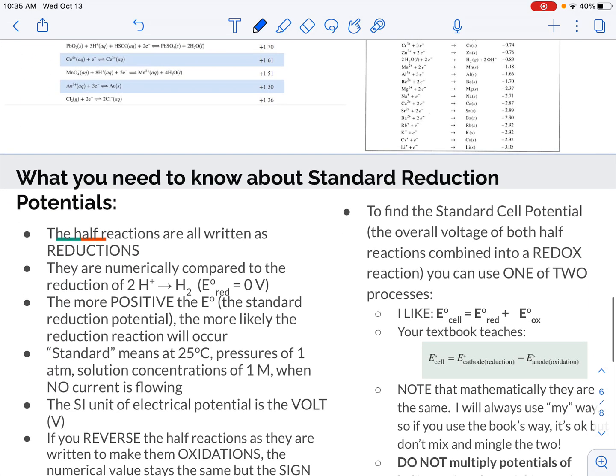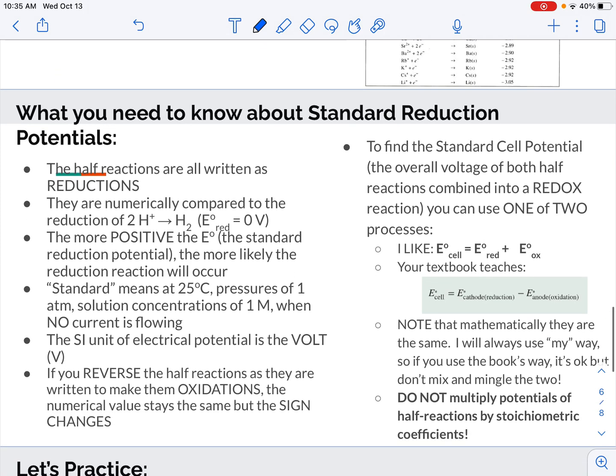Something that you need to notice is that on these charts, these are always written as reduction reactions. Remember that these are called standard reduction potentials. So the reactions would all be written as reductions, as gaining electrons. So in every single one of these, the electrons are a reactant, okay? They're also a numerical comparison. It's some random numerical comparison, it feels like, compared to the reduction of hydrogen ions forming hydrogen gas, and the standard there would be 0 volts.